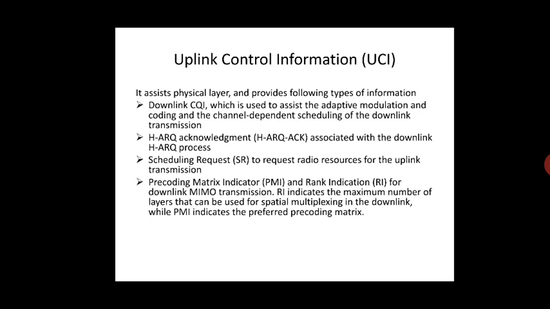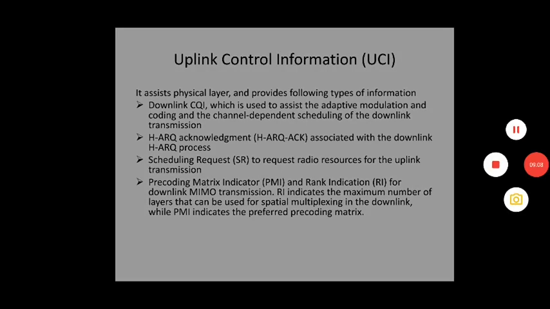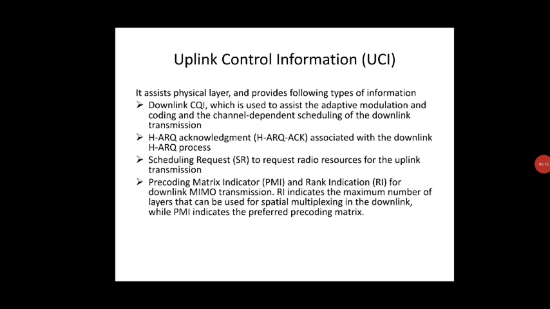The next one is uplink control information. What is the role of uplink control information? It assists the physical layer and provides the following types of information. First is the CQI, which is used to assist adaptive modulation and coding and channel-dependent scheduling of the downlink transmission. CQI indicates the highest modulation and coding rate that can be supported in the downlink with a 10% block error rate on the HARQ transmission.